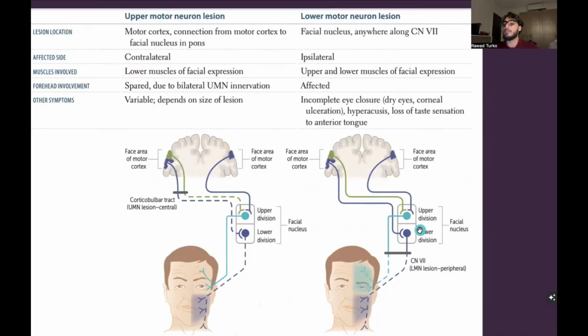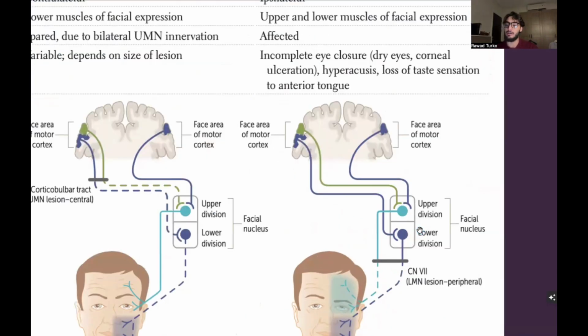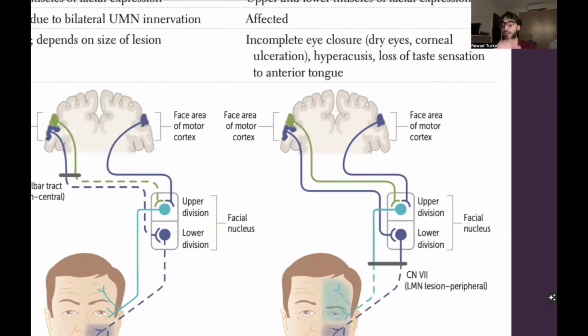Whereas if you have a lower motor neuron lesion, like either at the actual facial nucleus, which we can see again in the lateral pontine syndrome, or Bell's palsy because of the peripheral nerve injury, then it wouldn't matter. You would just see both. You would see weakness of both the upper part of the face and the lower part of the face. All right. Does that make sense?